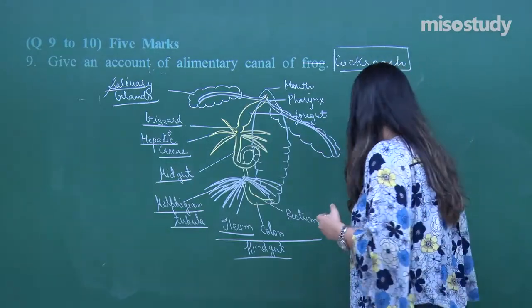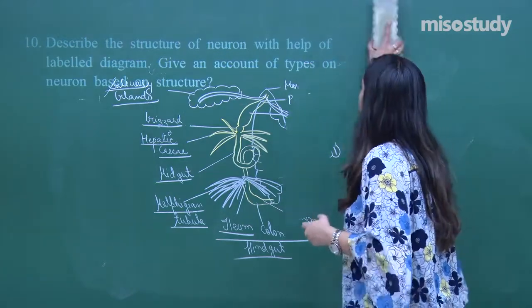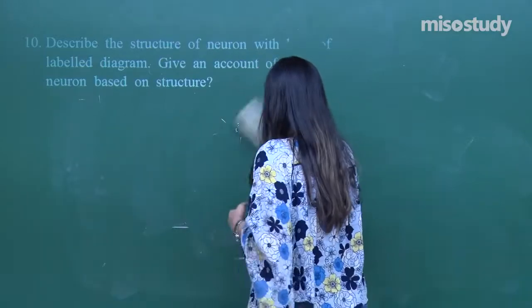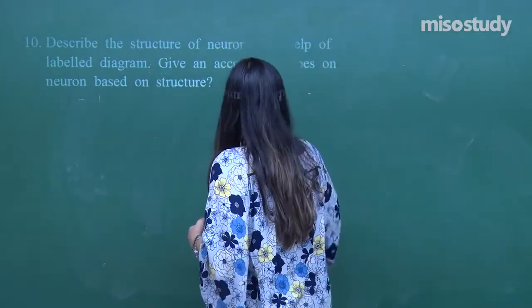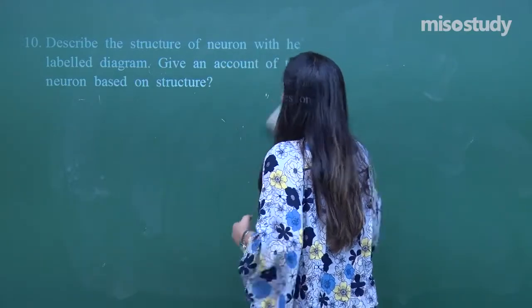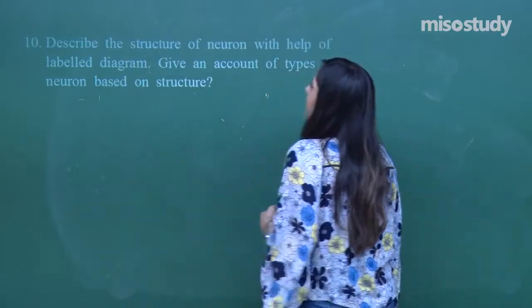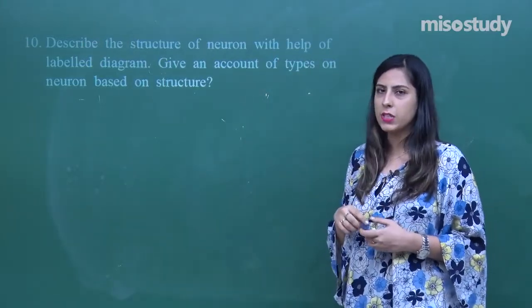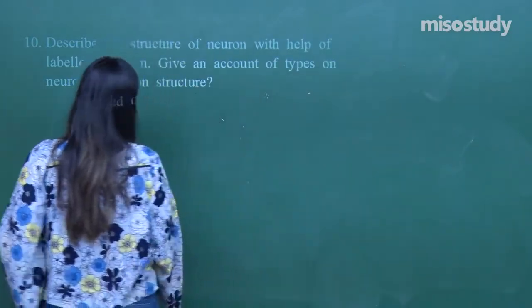Let's move on to the next question, the last question of today's class. Describe the structure of a neuron with the help of a labeled diagram. In the session, we have discussed the structure of a neuron. So this is also one of the direct questions.